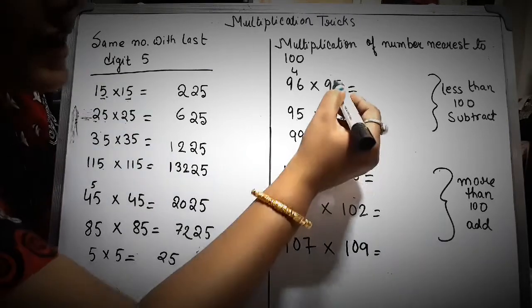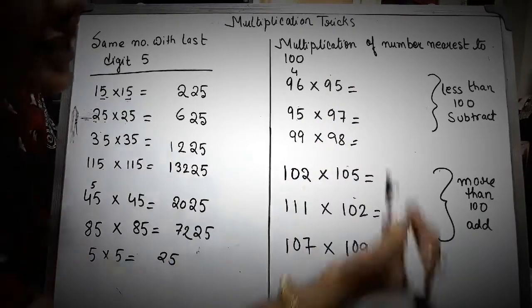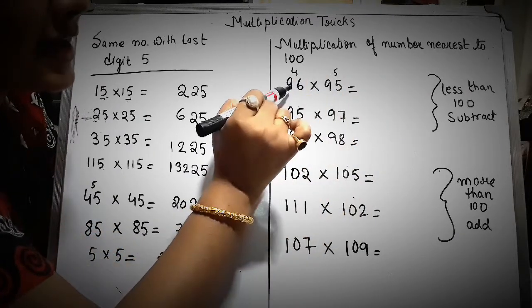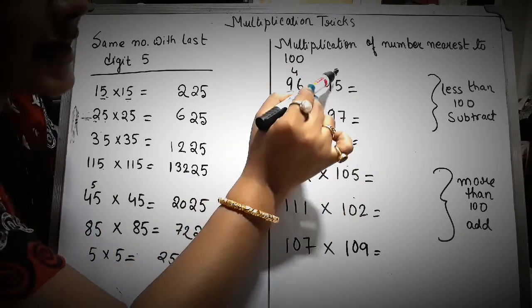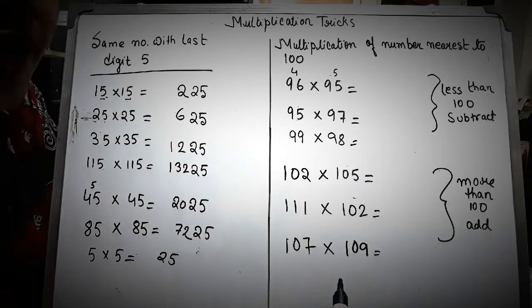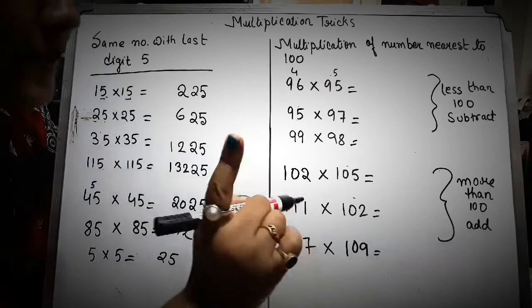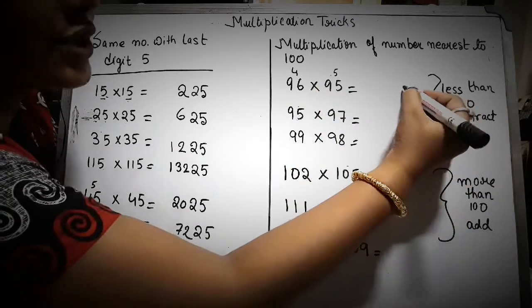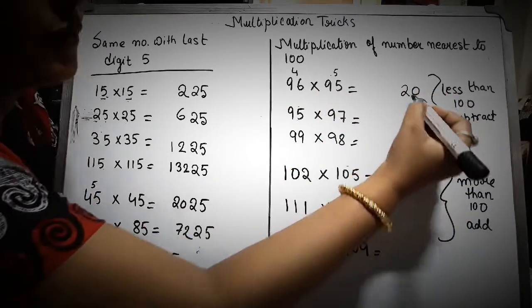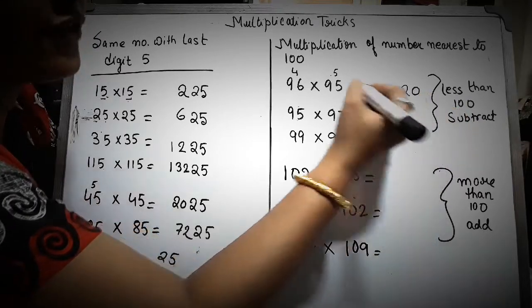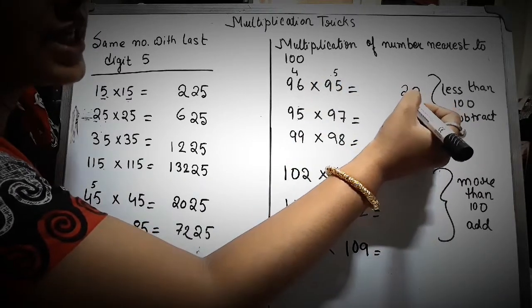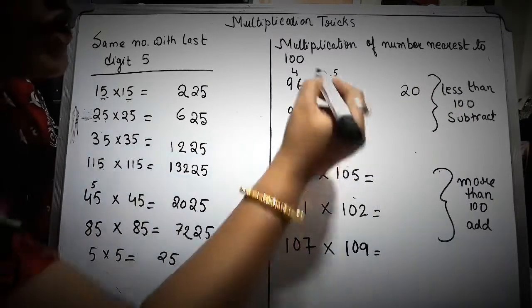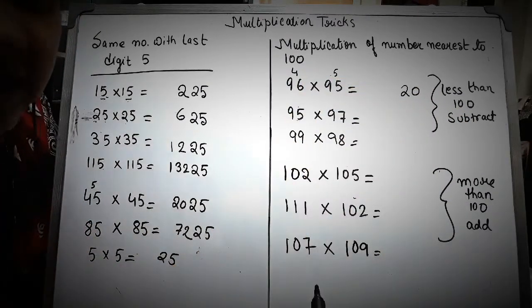Okay, 95 and 100 difference is how much? 5. I hope you are understanding this one. Means 100 minus 96 is 4. 100 minus 95 is 5. So how to write the answer now? Please concentrate. 4 into 5, that is 20. We will always take 2 digits. If your answer comes in single digit, at that time you write down 0 and the single digit. Okay, so 4 into 5 is 20.